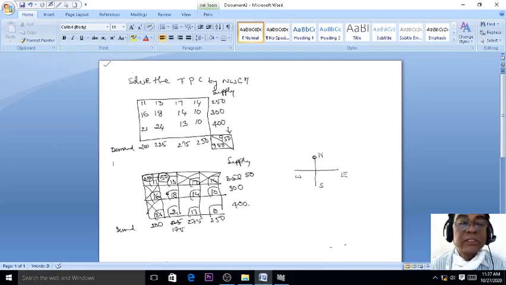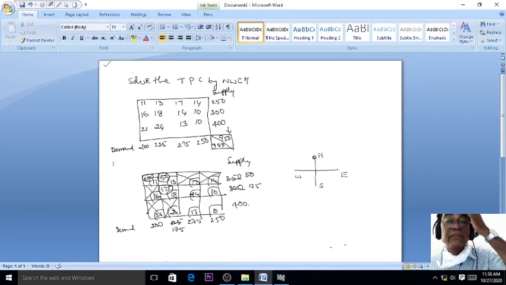Next, go to the starting cell 18. Here is 175, here is 300. Out of these two values, which is the minimum? 175. So shift 175 here. Once you have shifted 175, cancel this one. Next, same step, subtract 300 minus 175, 125.